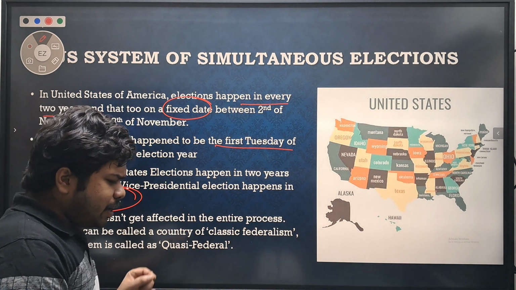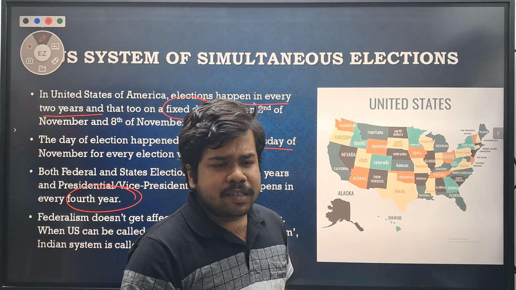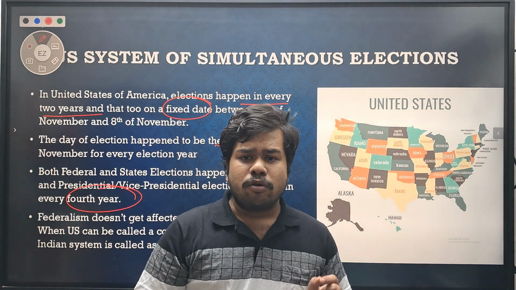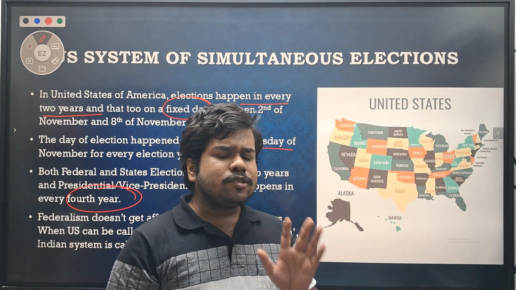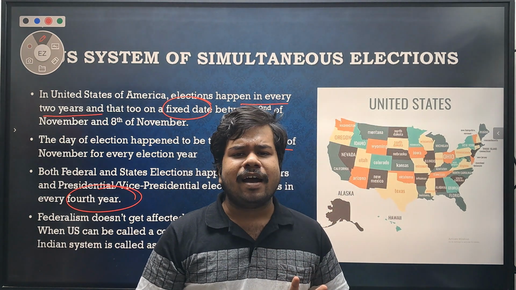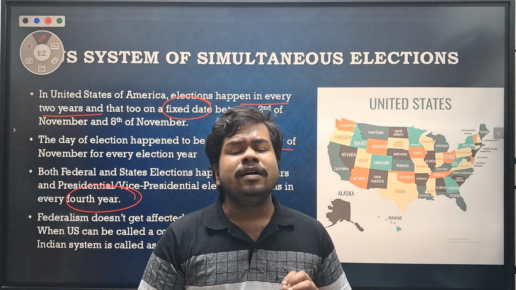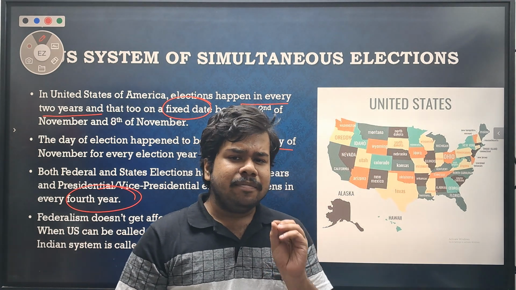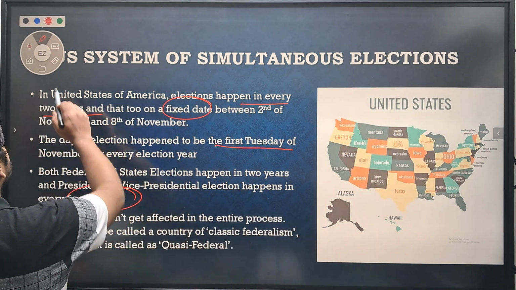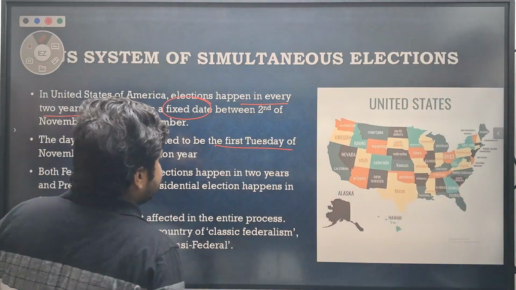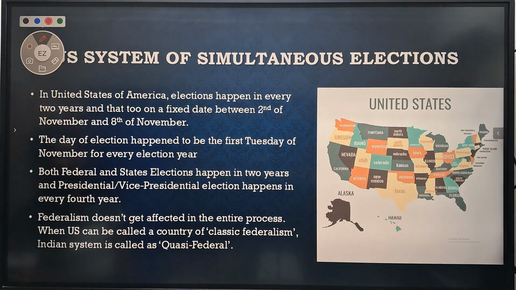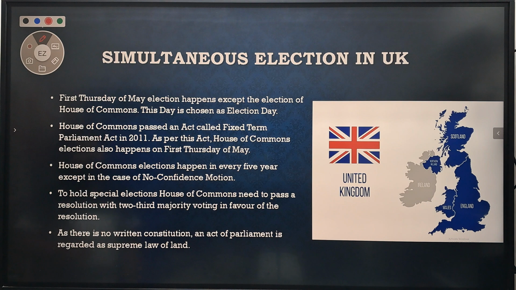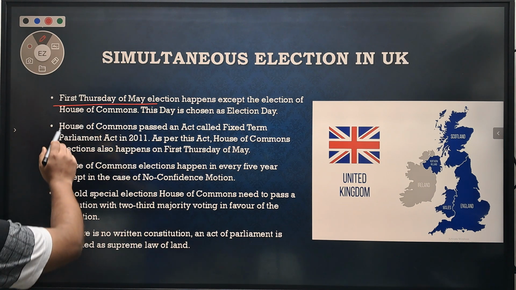You all know that the US is the largest federal democracy, from which we have even borrowed the concept of federalism. Even India is not that type of federal country. Indian federalism can be called quasi-federalism in that sense. So the US is more federal than India. Now come to the discussion of the UK. On the first Thursday of May, elections happen in the UK, except the election for the House of Commons.